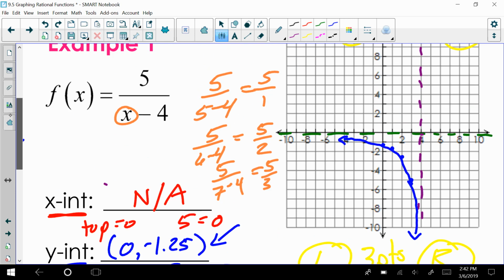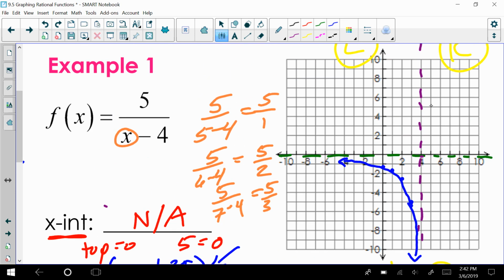Well, let's plot those. So I'll go to 5, up to 5. 6, 2.5. 7 was 1.67 right here. And then you can kind of see what's happening, right? This thing is turning, right? So it comes down from up top here, gets to here, and then it starts turning. And then it's going to approach that green line, but it will never hit it because, of course, it's an asymptote. And there you actually have your very first graph.